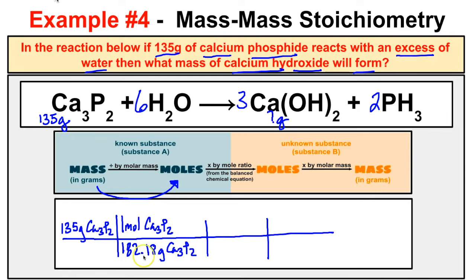How did I get this number? I pulled out my periodic table. I took the mass of calcium, multiplied it by 3. I took the mass of phosphorus, multiplied it by 2, and added those together.